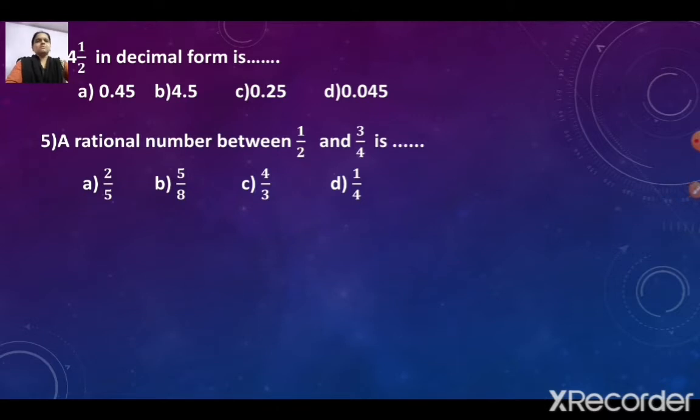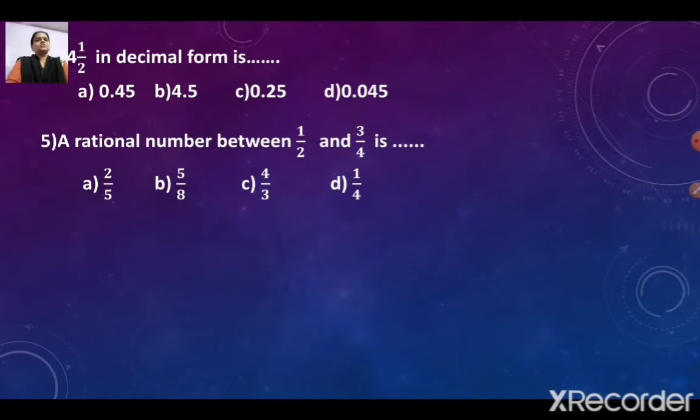A rational number between 1 by 2 and 3 by 4. Yes, it is similar to the second one, but the numbers are given as fractions, and both fractions have different denominators. In that case, how will you do it? You can do one thing. Either make the denominators the same and convert as per our given options. Otherwise, we will convert 1 by 2 and 3 by 4 into decimals first, and then check which number can lie between those two.